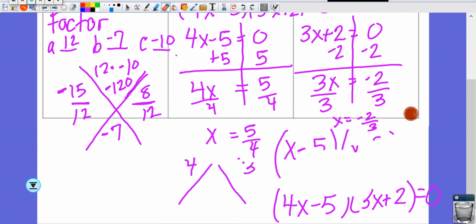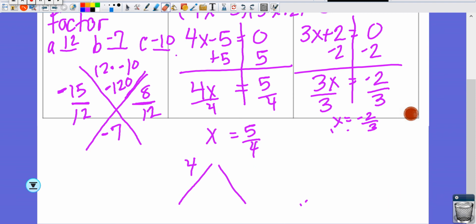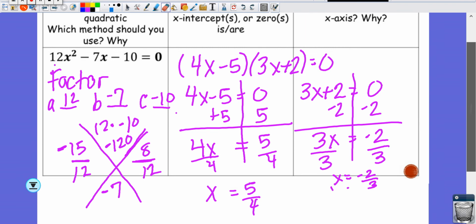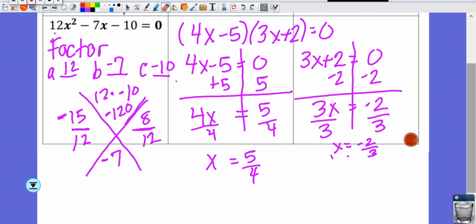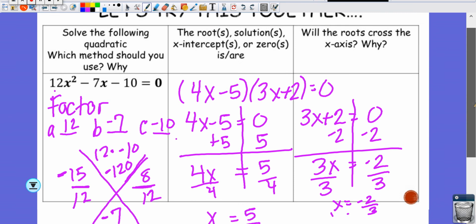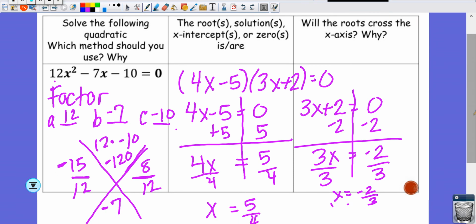So here, we're going to go and answer the question now. So we know what the zeros are. And now I'm going to go up here and answer the question. So I got x equals 5 over 4. And x equals negative 2 over 3. And then I'm going to go here and say, will these roots cross the x-axis and why? I'm going to erase this so I have room.